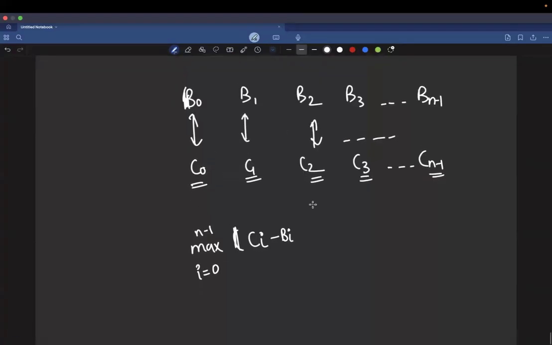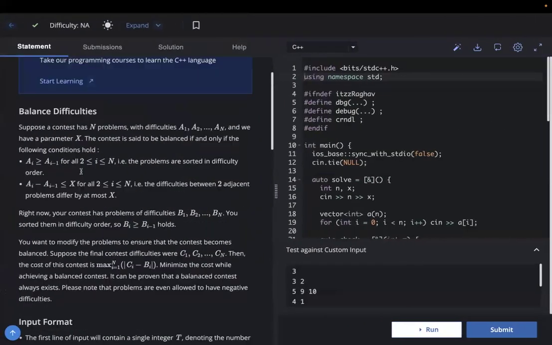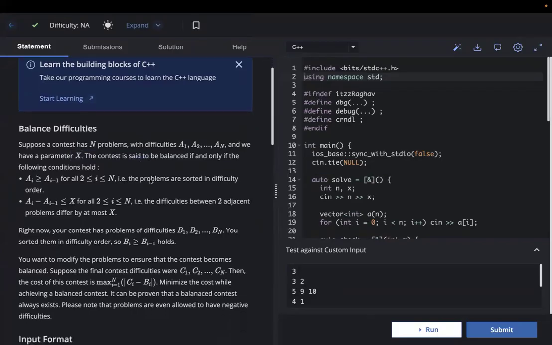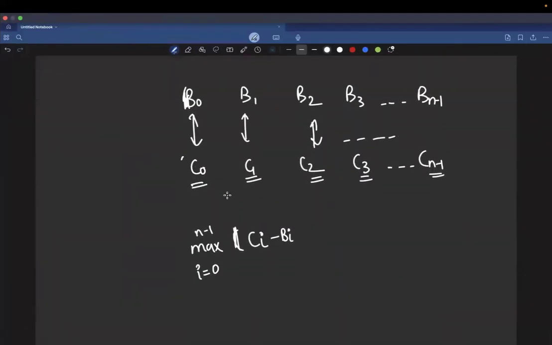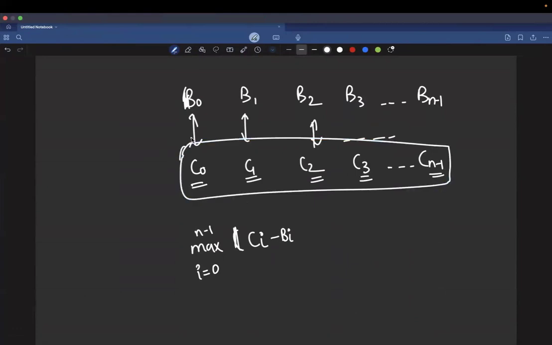And our goal is that the new array C should be stable, or whatever word they used for it. Oh yeah, balanced. They use the word balanced. So the new array C that is being created should be balanced. So guys, is the problem clear? Please write in chat yes or no.